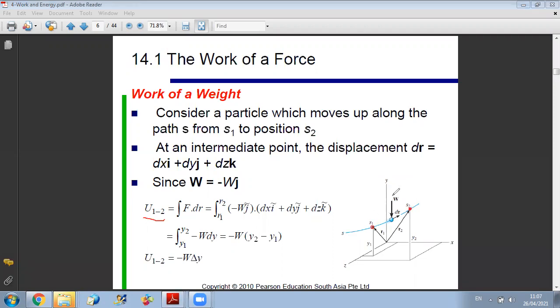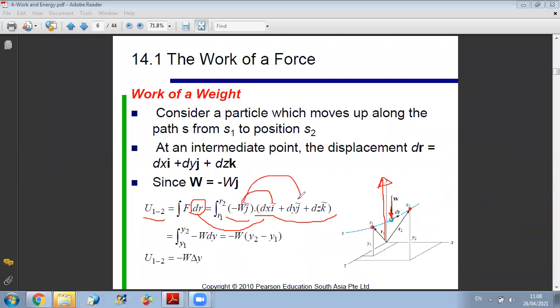we have first the weight, so it's minus W j. The weight is always vertical. If we consider the y axis positive upward, then W will be minus W j. Now for the displacement vector dr, it can be decomposed into three components in the i j k frame. So we can replace dr by dx i plus dy j plus dz k. And now we can say that the work, by doing the expansion here, you have j dot i equals 0 because they are perpendicular.